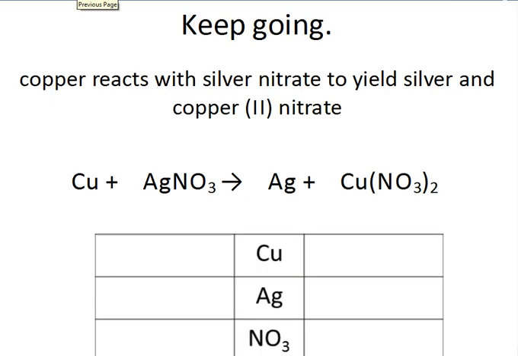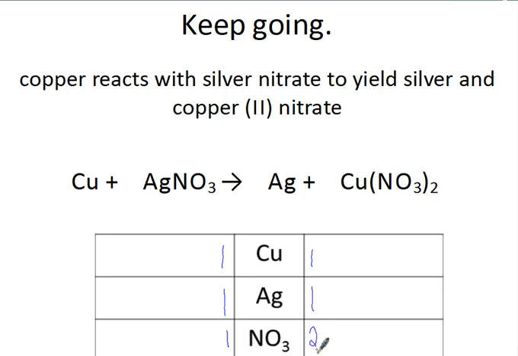Okay? Let's try this one. Again, press pause if you want, try it on your own, and come back and see if you got it. I've got 1 copper on my left, I've got 1 silver on my left, and I have 1 nitrate on my left. On my right, I have 1 silver, 1 copper, but 2 nitrates.